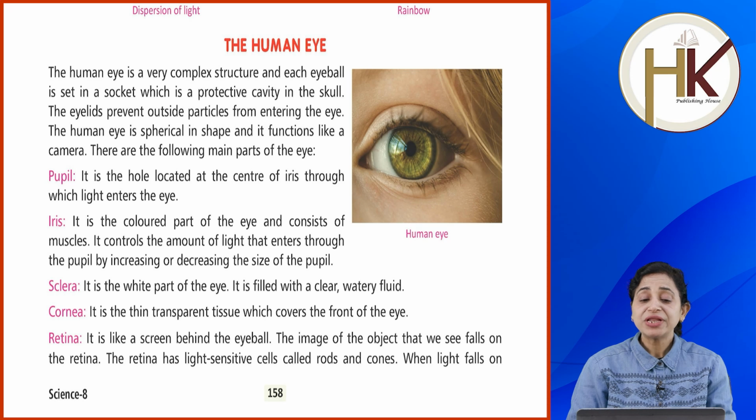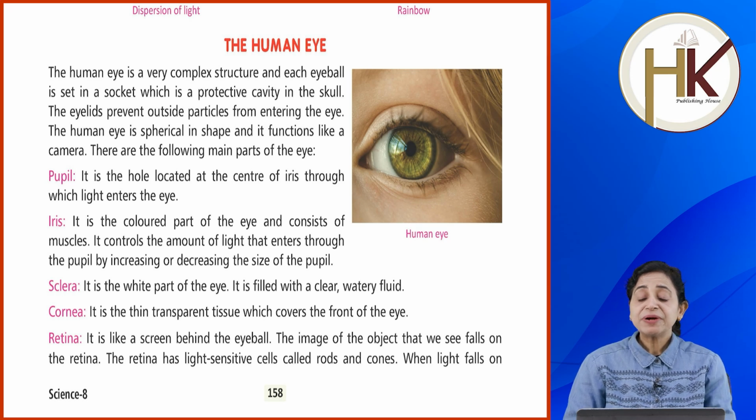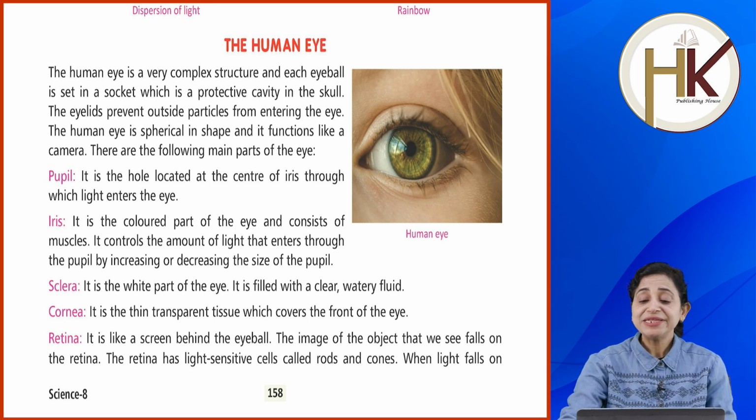Pupil, it is the hole located at the center of the iris through which light enters the eye. Iris, it is the colored part of the eye and consists of muscles. It controls the amount of light that enters through the pupil, increasing or decreasing the size of the pupil. Sclera, it is the white part of the eye. It is filled with a clear, watery fluid. Cornea, it is the thin transparent tissue which covers the front of the eye.